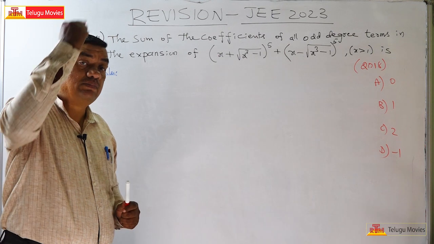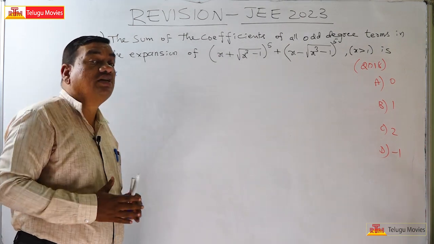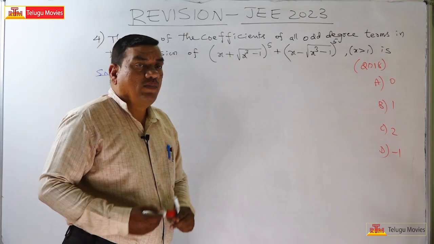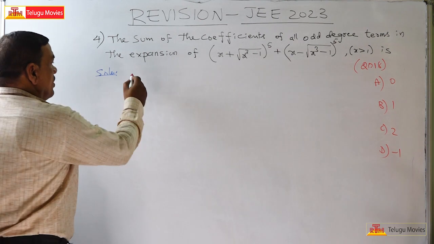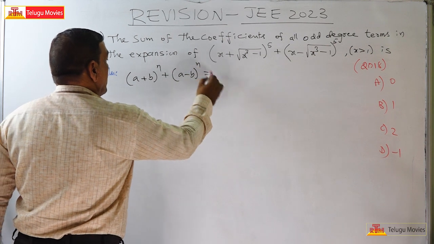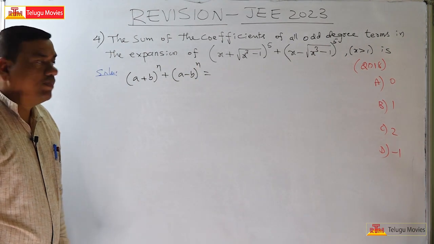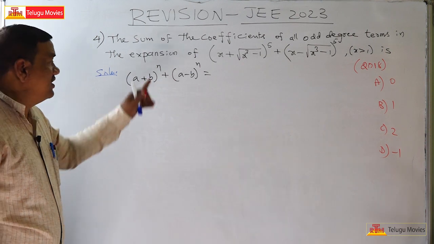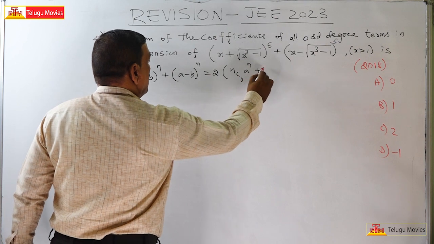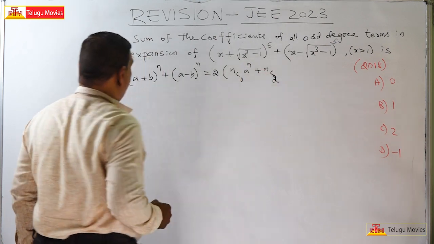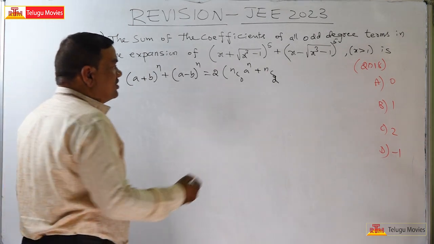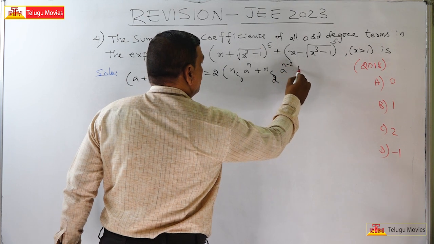Odd degree means what? The x degree should be an odd number. Those coefficients you have to find, and you have to find the sum also. Okay, right? So whenever you see this problem, immediately you have to remember one formula. What is that formula? A plus b whole power n plus a minus b whole power n. It is 2 times nC0 a power n plus nC2. Understand? So here the second term will be cancelled, the nC1 term will be cancelled. So that means nC2 into a power n minus 2 into b square.